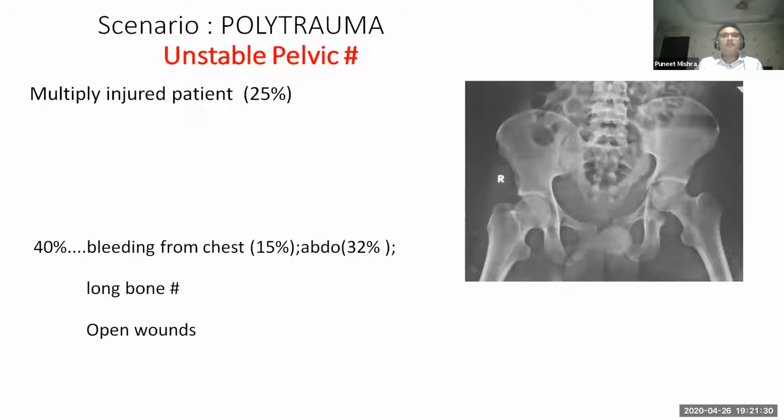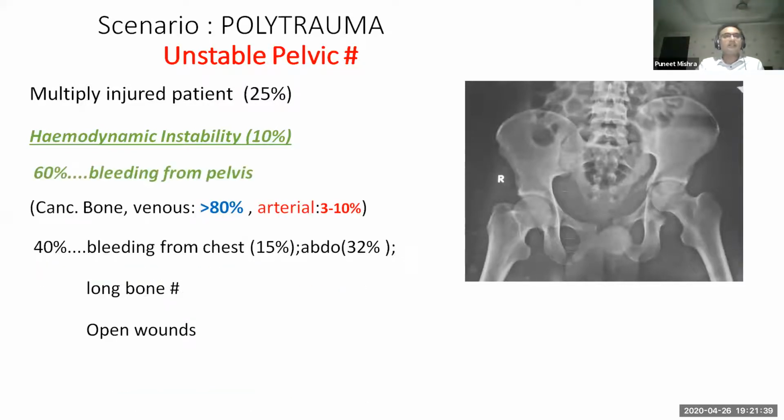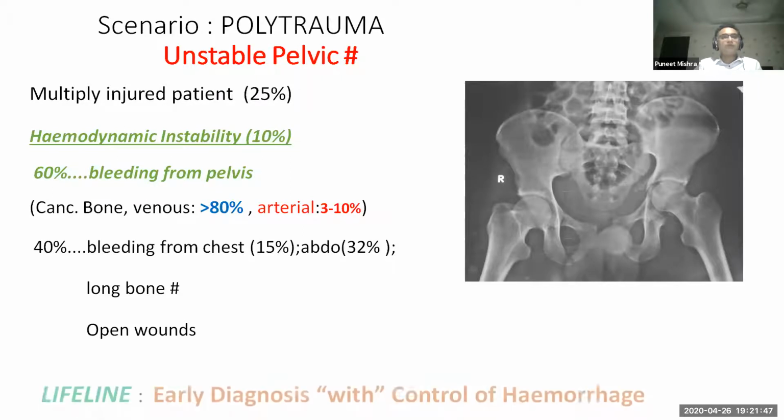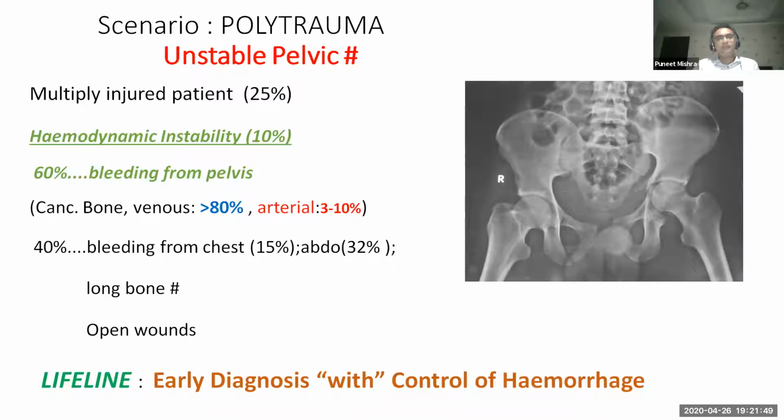In an unstable pelvic fracture patient, sometimes in a polytrauma scenario, in almost 25% of the patients, more than 80% of the chances are that the bleeding from the pelvis, if it is there, is from the cancellous bones. In only 3 to 10% of the cases, the bleeding would be arterial. And in the rest, we have to look for bleeding from other sites, which our primary survey will help us find out. The lifeline of management of all such patients is early diagnosis along with simultaneous control of hemorrhage.